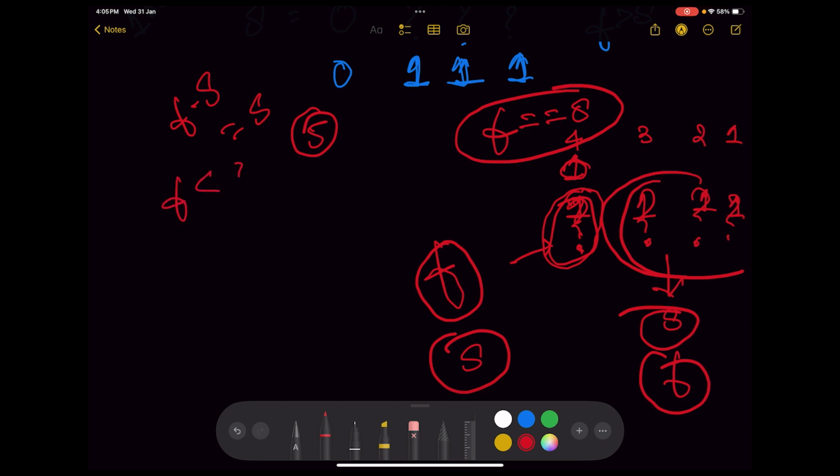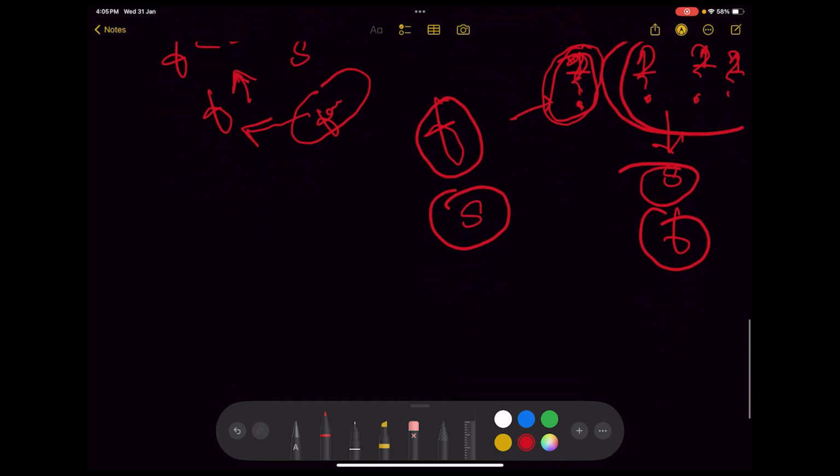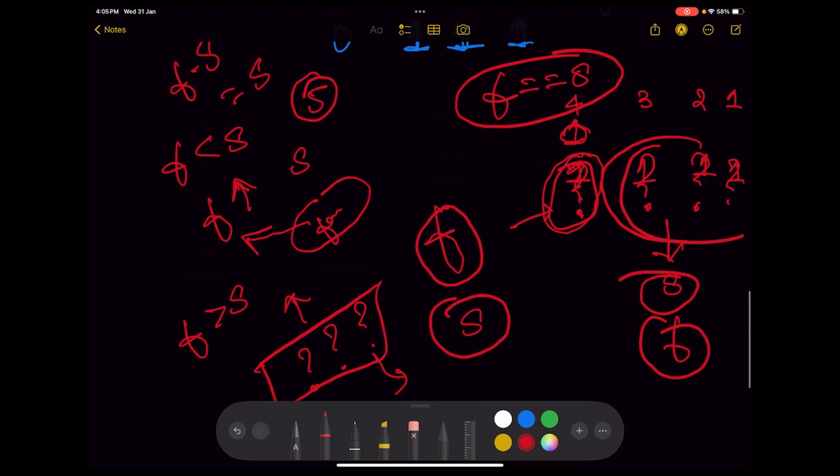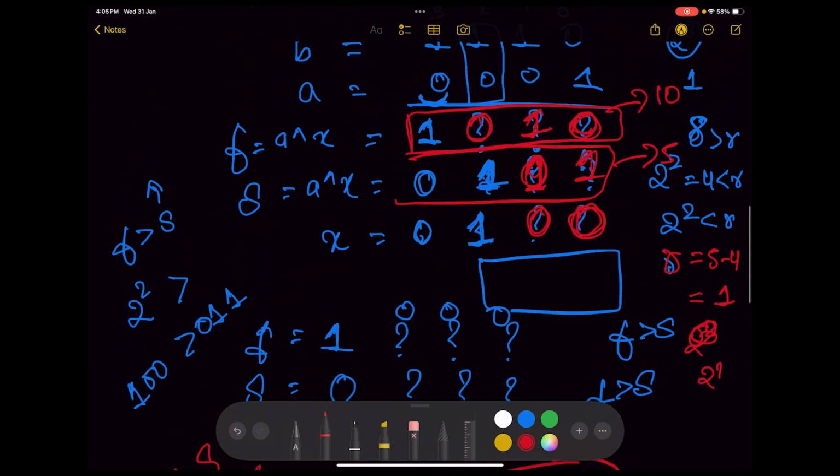If f is less than s, then for sure I need to increase my f to minimize the difference between f and s. So all the bits I'll try to be favorable for f. If f is greater than s, then I'll try to maximize s. And so all the bits which I haven't decided yet, I'll try to be favorable for s. So that's the intuition. Let me show the code, it will be more clear.